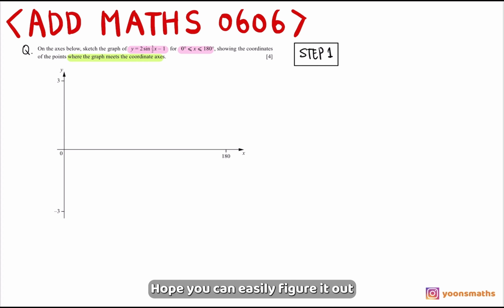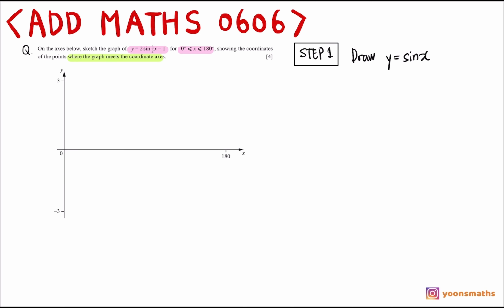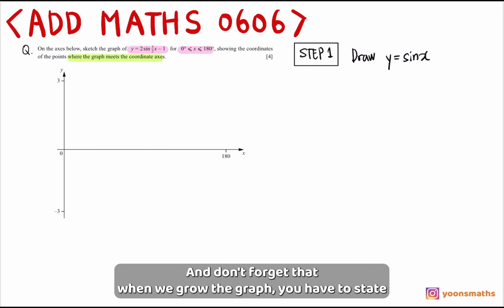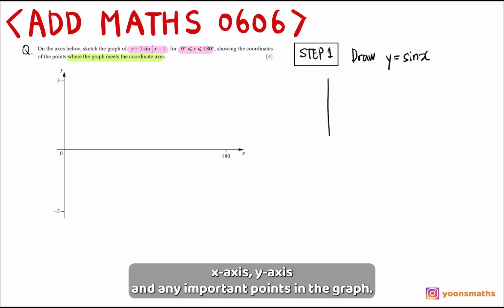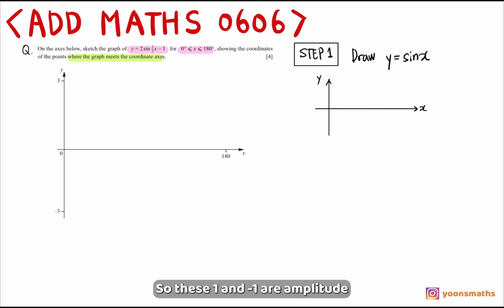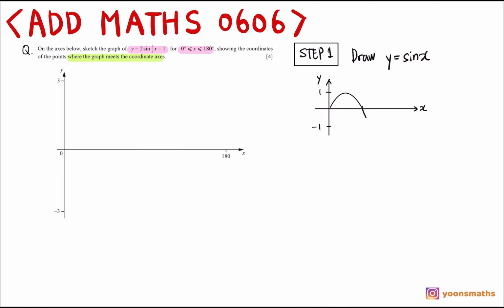Hope you can easily figure out how to draw y equals sine x. And don't forget, when we draw the graph, you have to state the x-axis, y-axis, and any important points in the graph. So these 1 and minus 1 are the amplitude, and the curve looks like this. And don't forget, you also have to write 180 and 360 for the degrees. This is it for step 1.